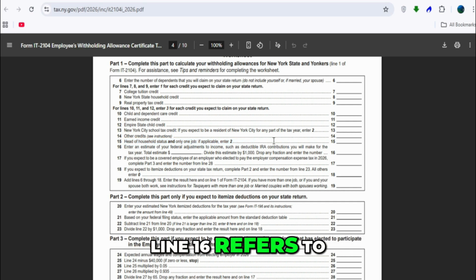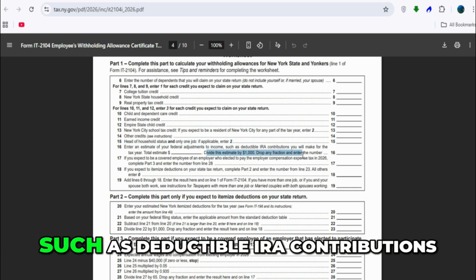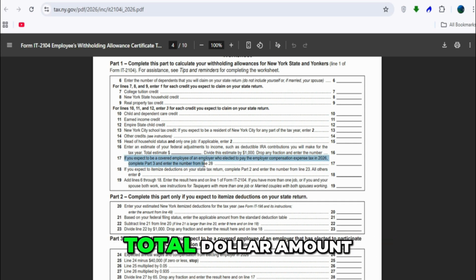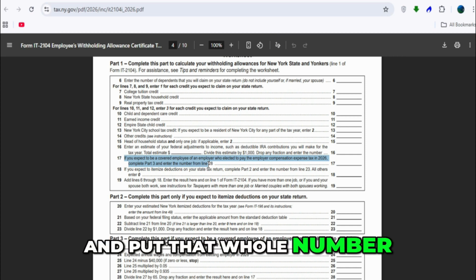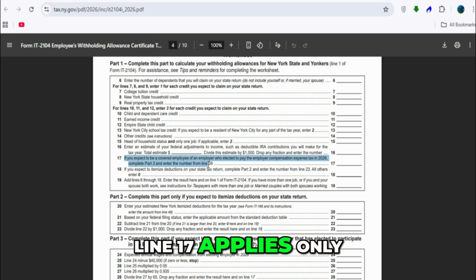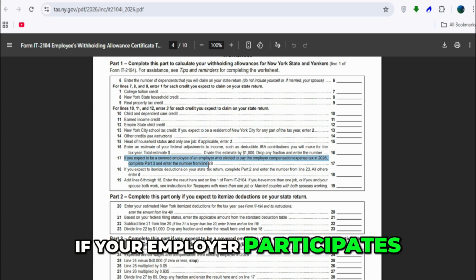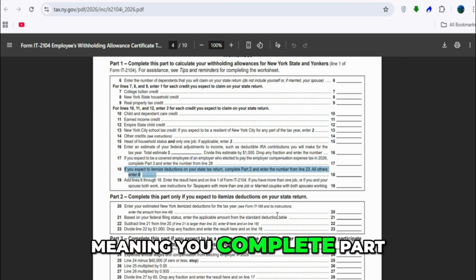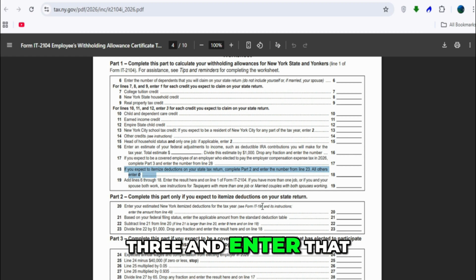Line 16 refers to federal adjustments to income, such as deductible IRA contributions, meaning you estimate the total dollar amount, divide it by 1,000, drop any fraction, and put that whole number. Line 17 applies only if your employer participates in the employer compensation expense program, meaning you complete part 3 and enter that result here. Otherwise, you put 0.